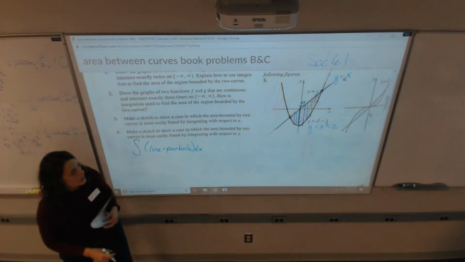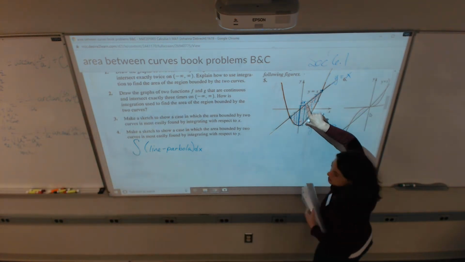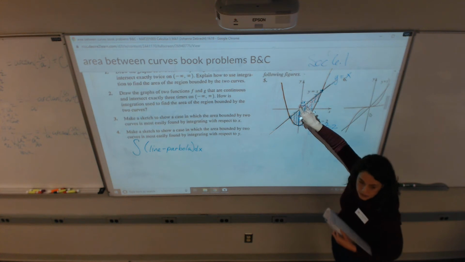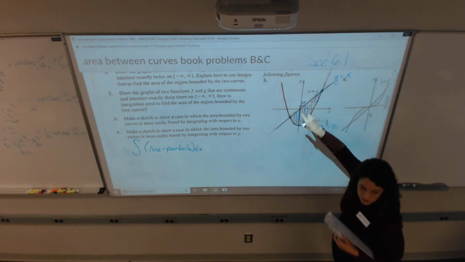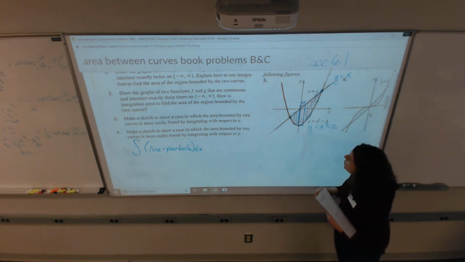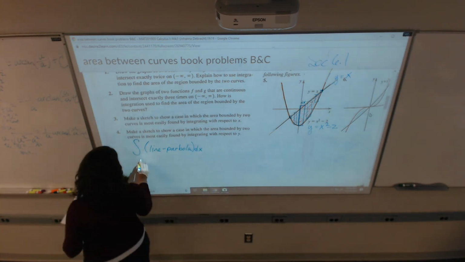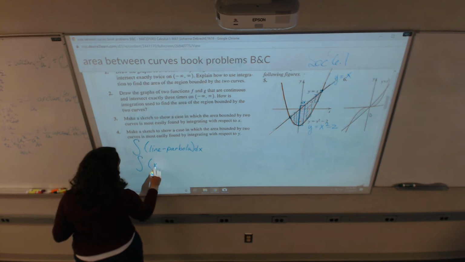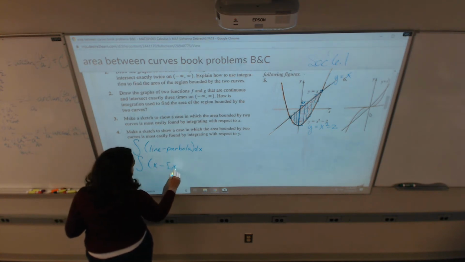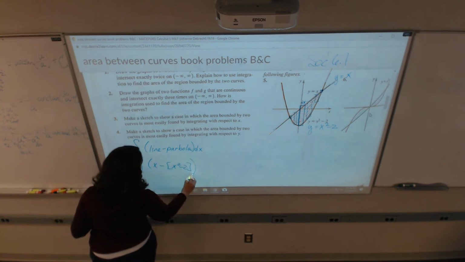Then when I integrate this, I'm going to do line minus parabola with respect to x, because I used a box that was running this way with the short end being dx. The short end is the differential. The question is, what goes on my limits of integration? So my line is x, my parabola was x squared minus 2.